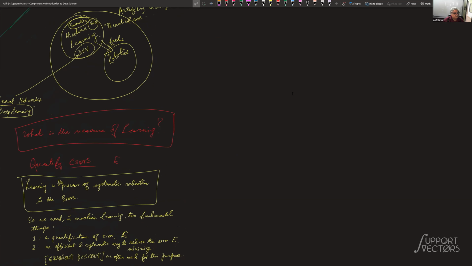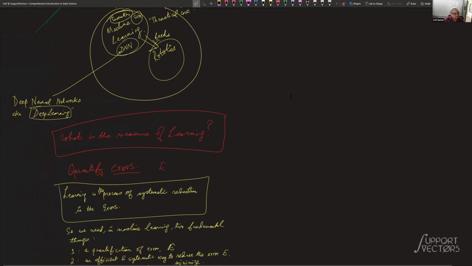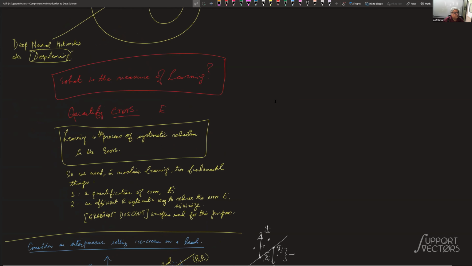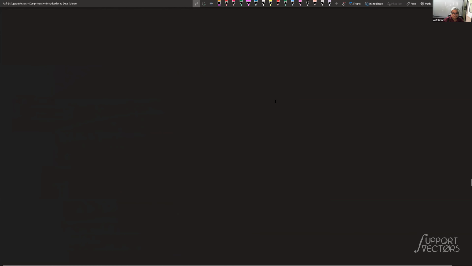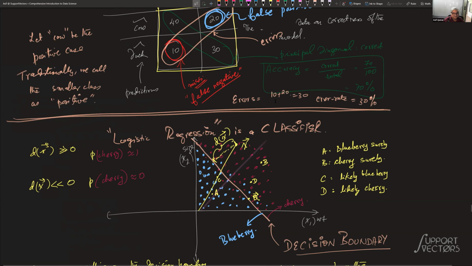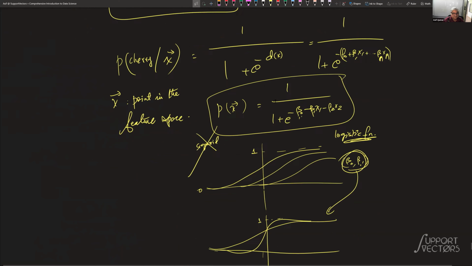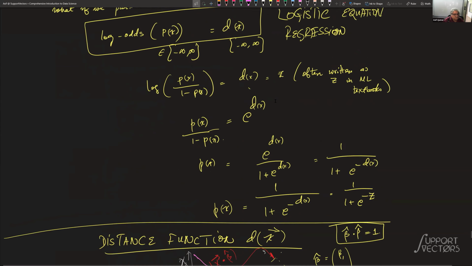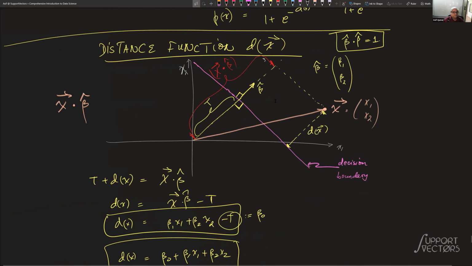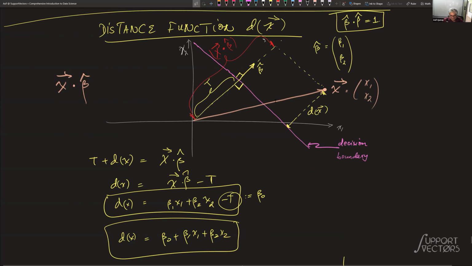What we did last time was, how did we end up here? Okay, a coefficient of determination. Let's go to the very end. Yeah. This looks like it. So if you remember, we talked about a distance function. And I'll start the discussion here. For linear classifiers, the most relevant is the decision boundary.